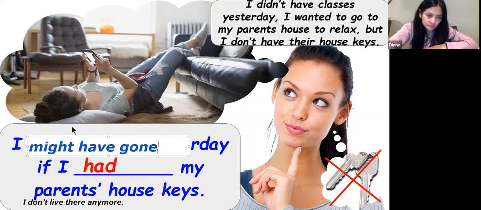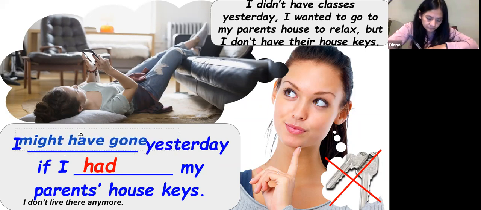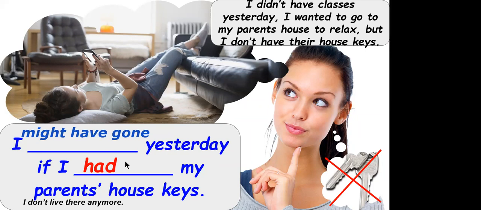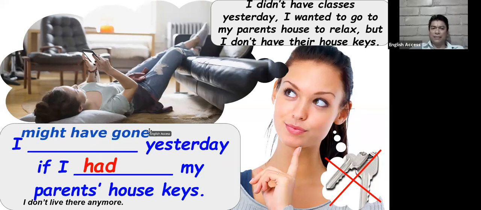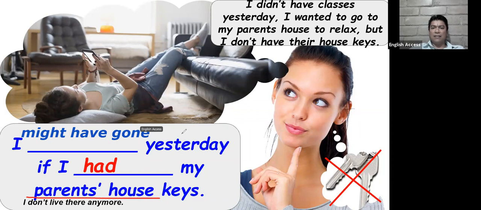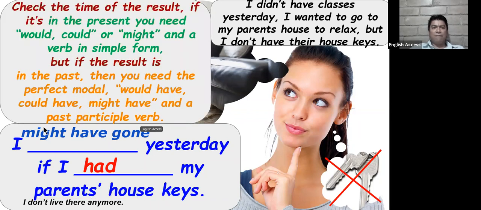I might have gone. Yes. There. Might have gone yesterday. I might have gone yesterday if I had my parents' house keys. Good. Now, this sentence is a little incomplete. Or actually, yes, the structure is a little strange because I have the parents in the second sentence. So let's fix it. What I have for you is another example.